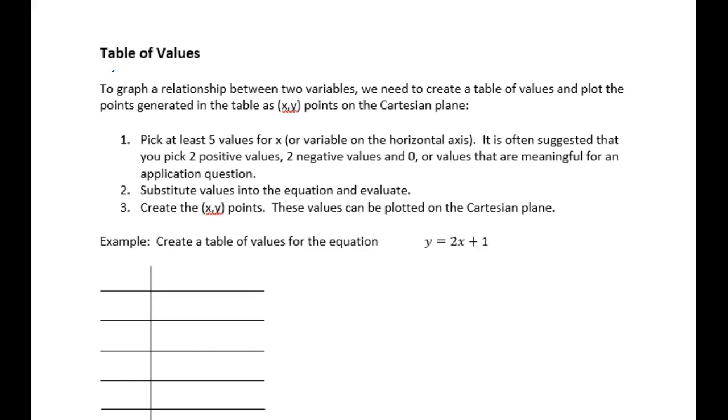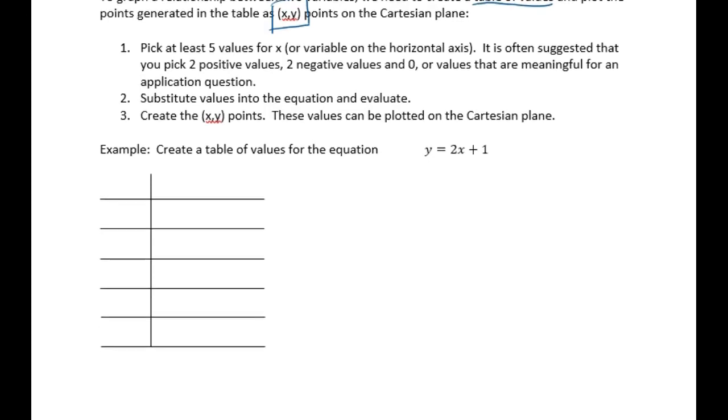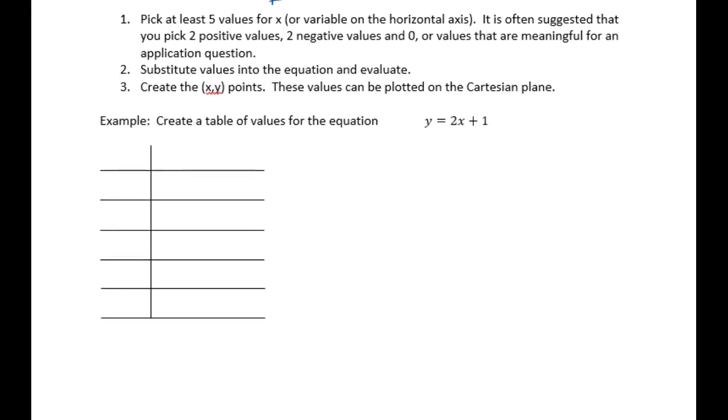So the key part of doing any kind of graphical model with an equation is going to be a table of values. To graph a relationship between two variables, we can create a table of values and plot the points that are generated in the table as x and y points on the Cartesian plane. So some rules of thumb for a table of values.